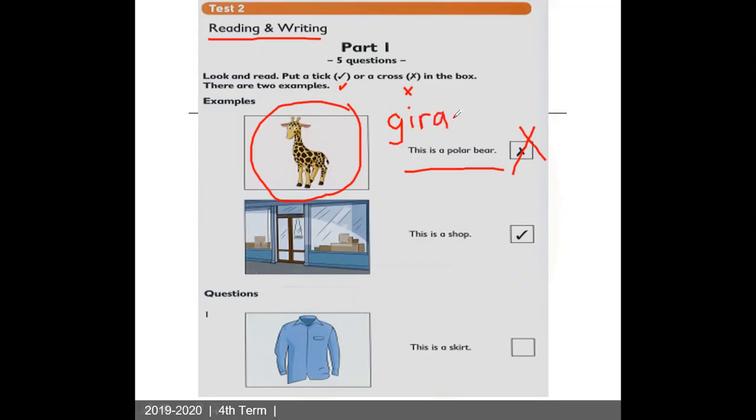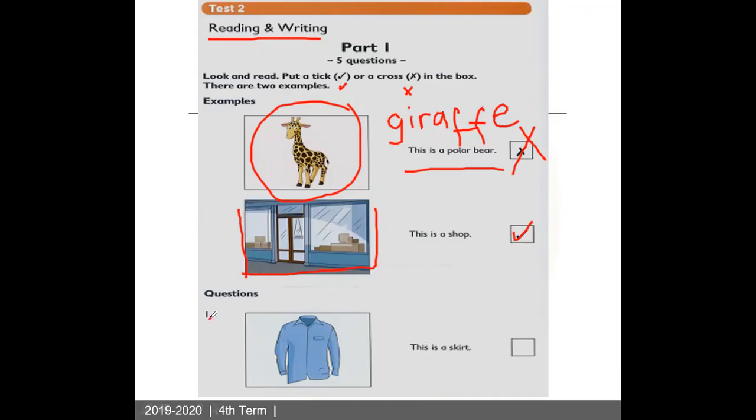So let me write it. You will say it's a giraffe, right? Okay, let's move on. This is a shop. Is this a shop? Right, it is. A shop is a place wherein you buy food, for example, a bake shop, a clothing store, or a clothing shop. So where you buy something. So it's a shop.